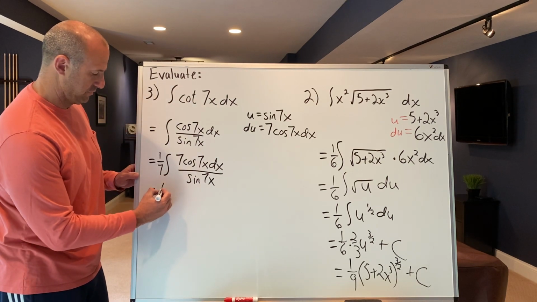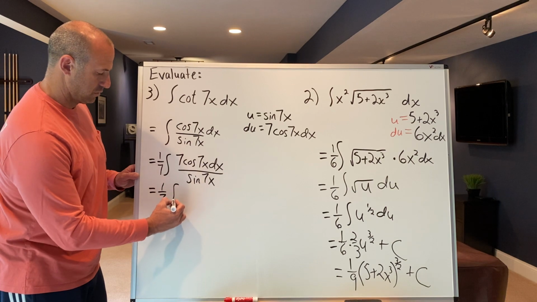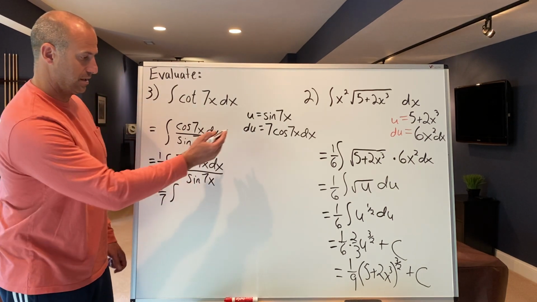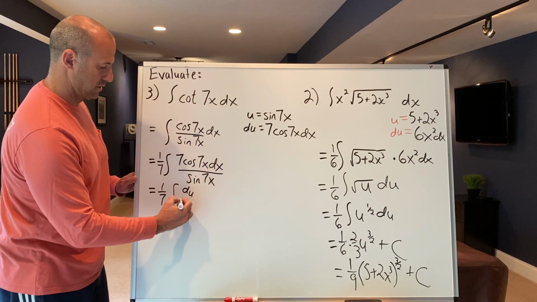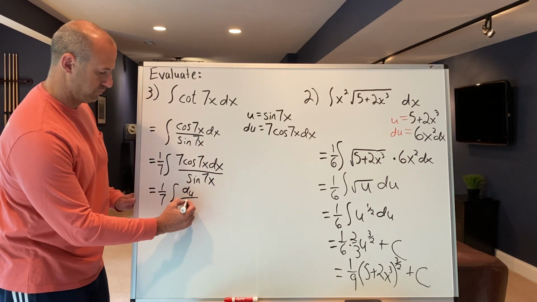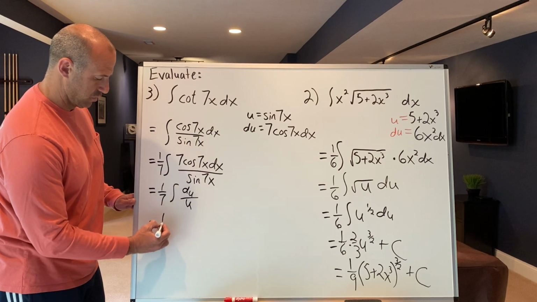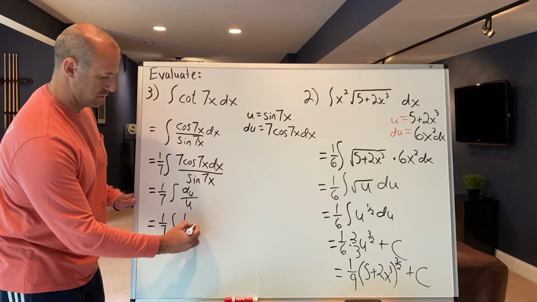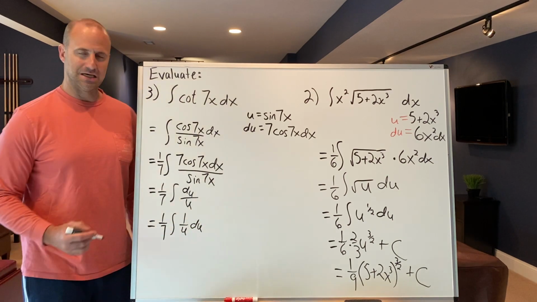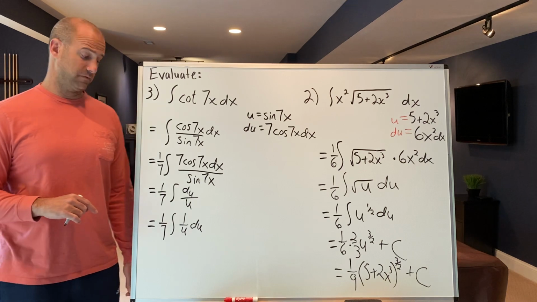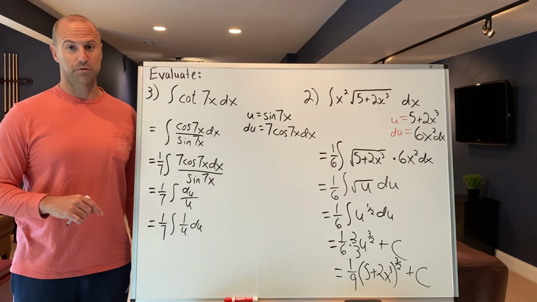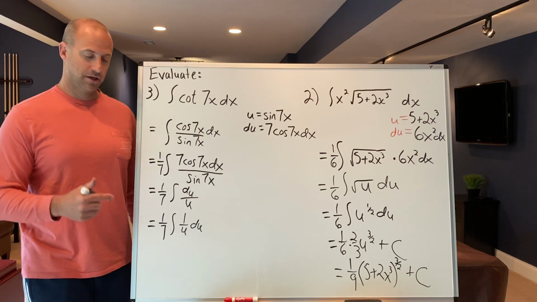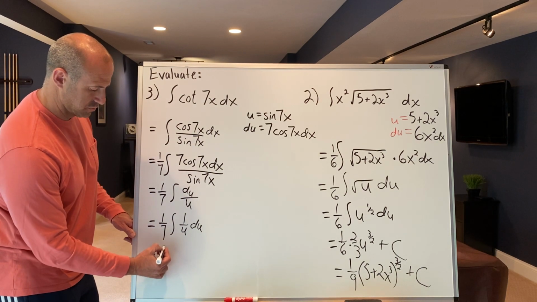So this is really 1/7, the integral. Now, 7 cosine 7x dx is du. And of course, on the bottom, we have our u, which is really 1/7 the integral of 1 over u du. If I kind of slide that du off to the side instead of keeping it on top. Oh, now we're in luck. We know the antiderivative for 1 over a number. It's ln. This is 1/7.